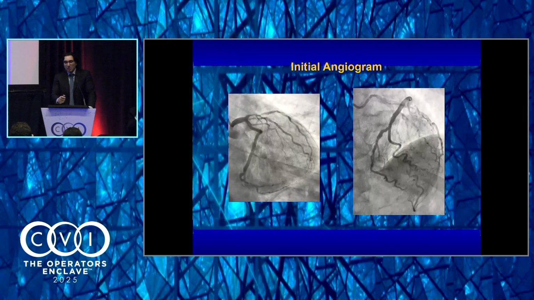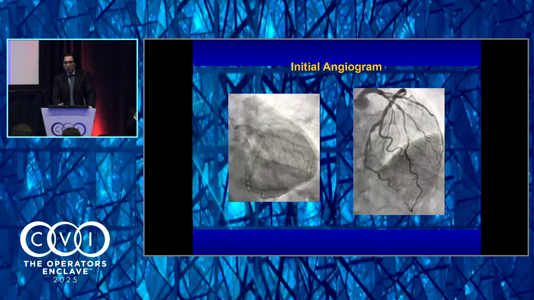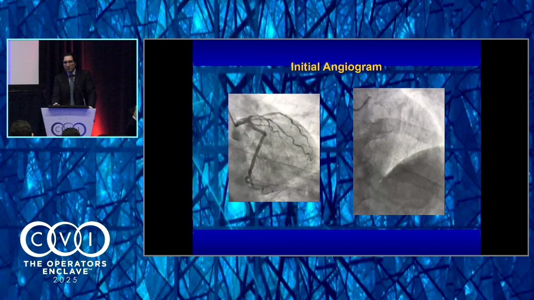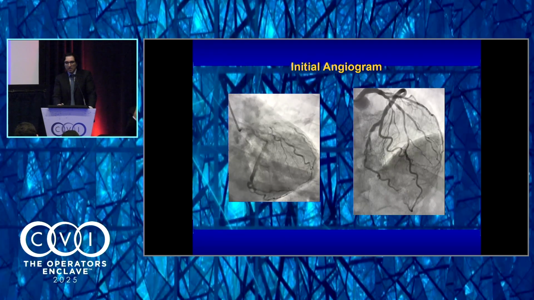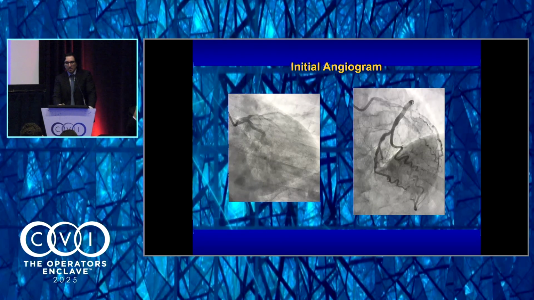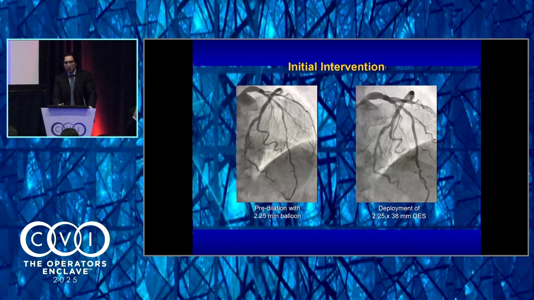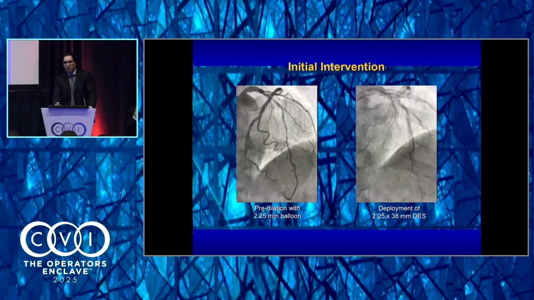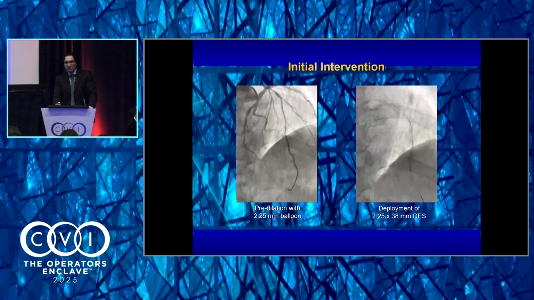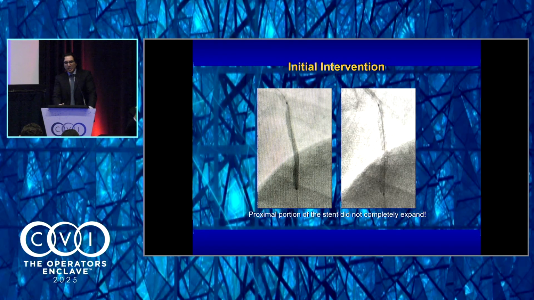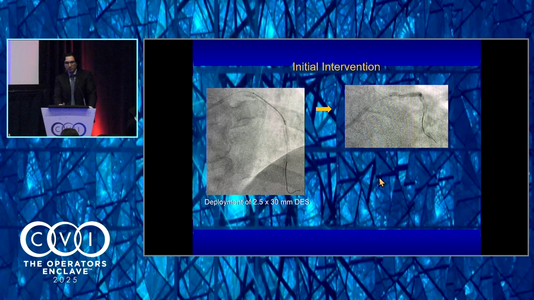As you can see here in the caudal and cranial projections, there's a lot of calcium and disease in the proximal to mid left anterior descending artery. What was done was the lesion was pre-dilated with a 2.25 millimeter balloon, followed by deployment of a 2.25 by 38 millimeter stent. As you can see here, but was not recognized, is that the proximal portion of the stent did not completely expand. So another stent was deployed.